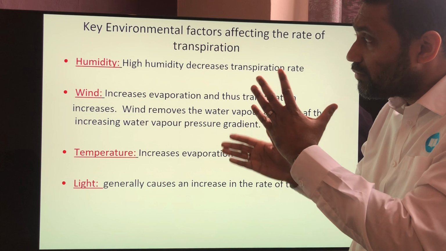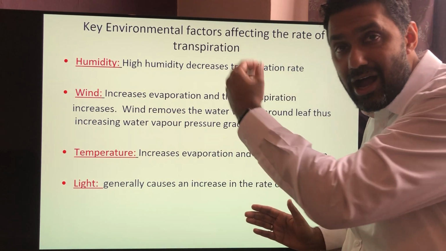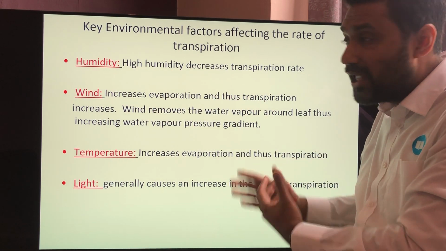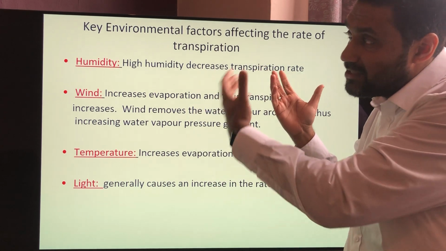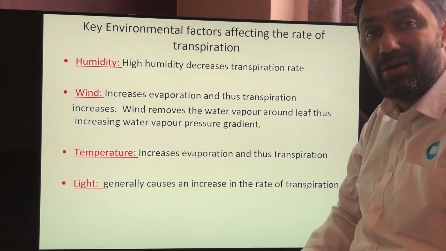Because if you lower the humidity, there's going to be a low water potential on the outside, high on the inside, so therefore the water potential gradient is steeper, and the water will come out. If you make it more humid, that means the water potential on the outside is higher, and it's high on the inside. That gradient, that slope, isn't as steep, so it's not going to come out as fast.